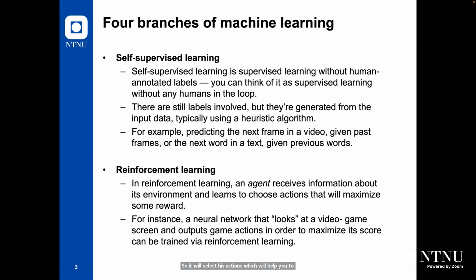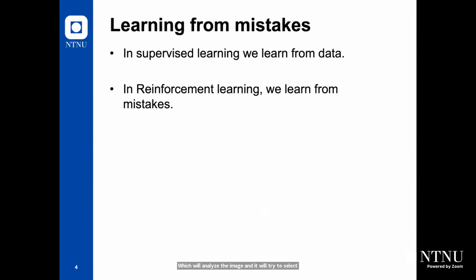It could also be a neural network which looks at a video game, for example, and tries to output game actions in order to maximize its score. It can also be trained using reinforcement learning. So I can also have a game. Instead of pressing keys by yourself, you can just have a neural network which will analyze the image, and it will try to select actions which will maximize your reward function.